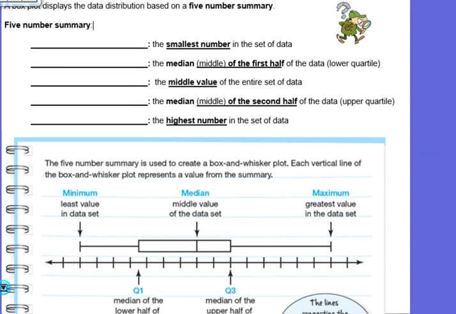Let's learn some key terminology. A box plot displays the data distribution based on a 5-number summary. So what we are going to do today is learn how to find the 5-number summary. You may recall some of these vocabulary terms. The first one is the smallest number in the set of data. The smallest number is always going to be your minimum. And when you look at a box plot, it's always going to be this line all the way to the left. So that is the minimum.